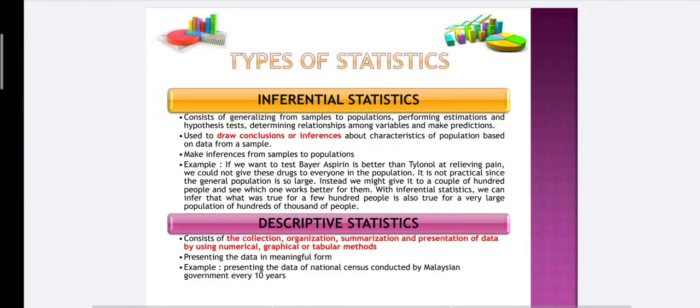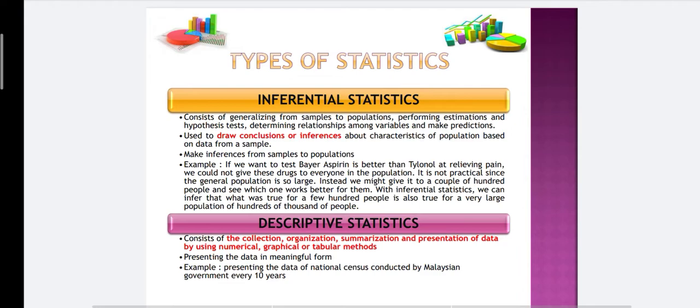Alright. We go to the types of statistics. So actually we have two types of statistics, which is the descriptive and inferential statistic. So I will explain on descriptive statistic first. It consists of collection, organization, summarization and presentation of data using the numerical, graphical or tabular method.